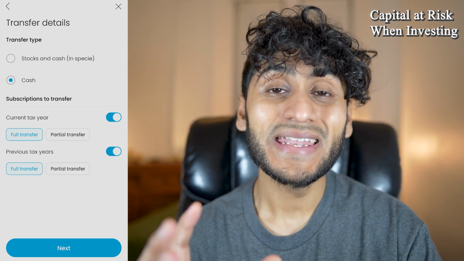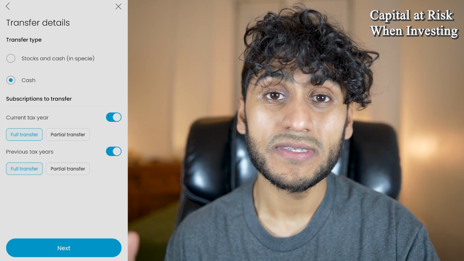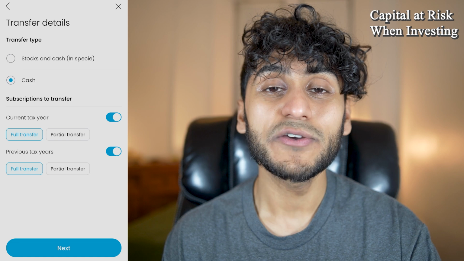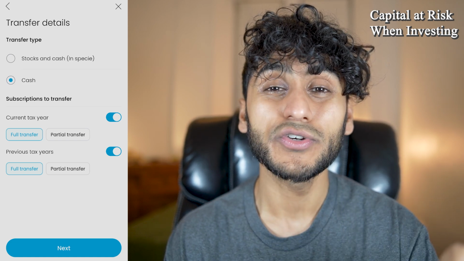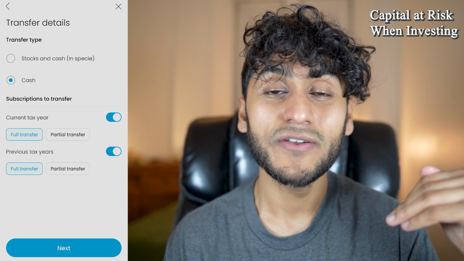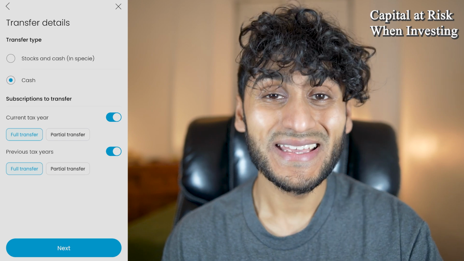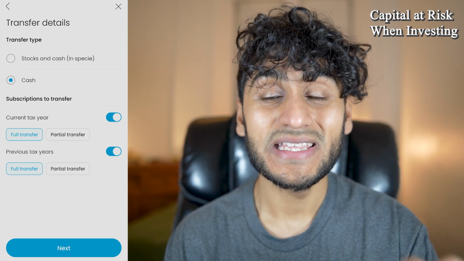But of course, the big negative of doing cash transfers is that you have to sell out of all your investments. Even though this is within your ISA, so you don't have to pay capital gains tax, it still means that you will be out of the market for a crucial few weeks, which could often cost you thousands. I know for me, it actually did cost me thousands. But, you know, it is what it is. So cash might not be your best bet and you may want to do an in-specie transfer.